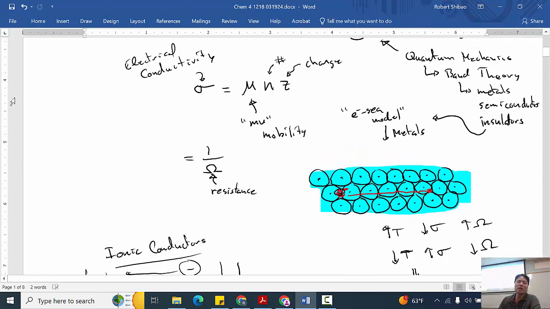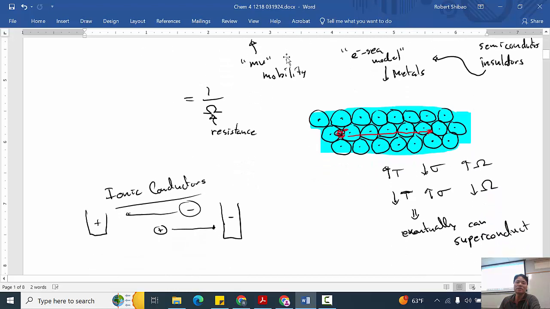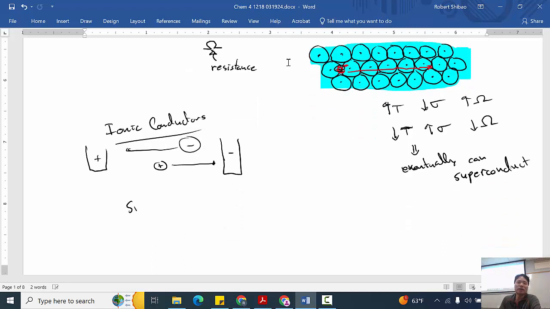Ionic conductors, we use the exact same equation here. There has to be some mobility of the ions, there has to be some number of ions, and there has to be a charge on the ions, and then we'll get electrical conductivity. We can even have something called superionic conductors. Superionic conductors, you don't want to cool to 0 or near 0 Kelvin. The reason you don't want to cool these down too much is because we need the ions to move. So there has to be some thermal energy for the ions to move.